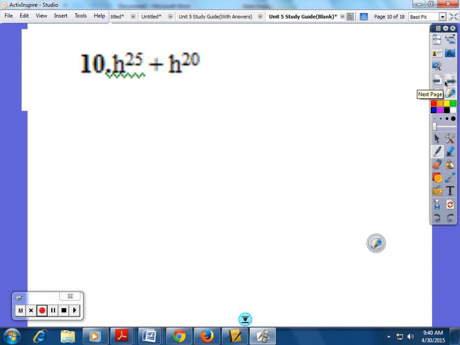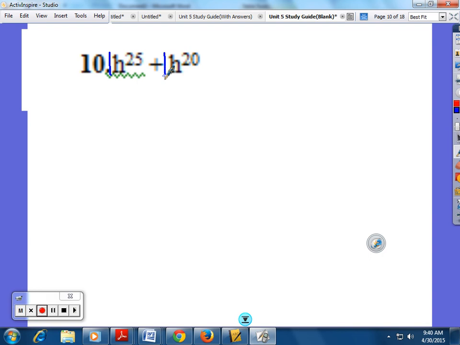Okay, now keep in mind that the ones are the coefficients if you don't see them. It's understood to be a 1. So the largest number that goes into 1 and 1 is 1. Do both of those terms have h's in them? Yes. And what's the h with the smallest exponent? It's h to the 20th. So that is our greatest common factor. And then we divide.